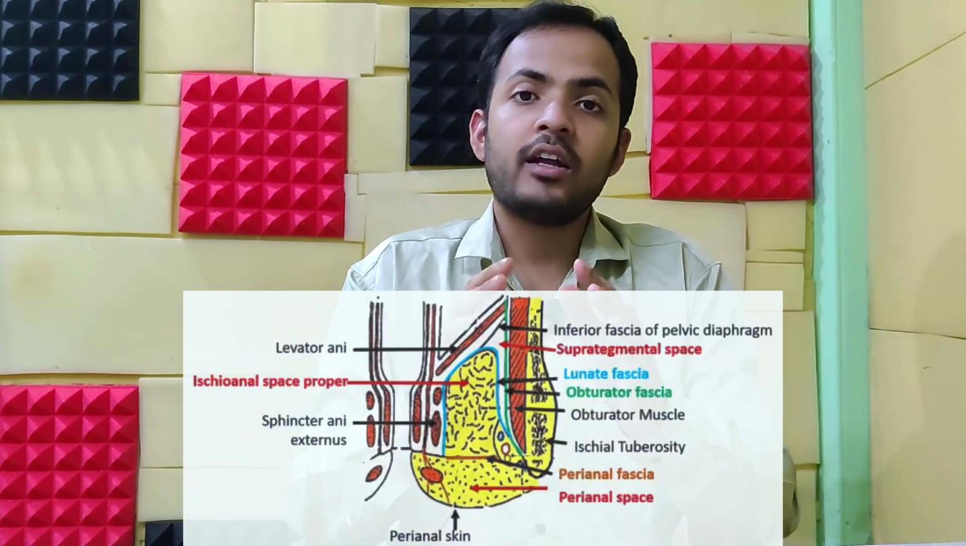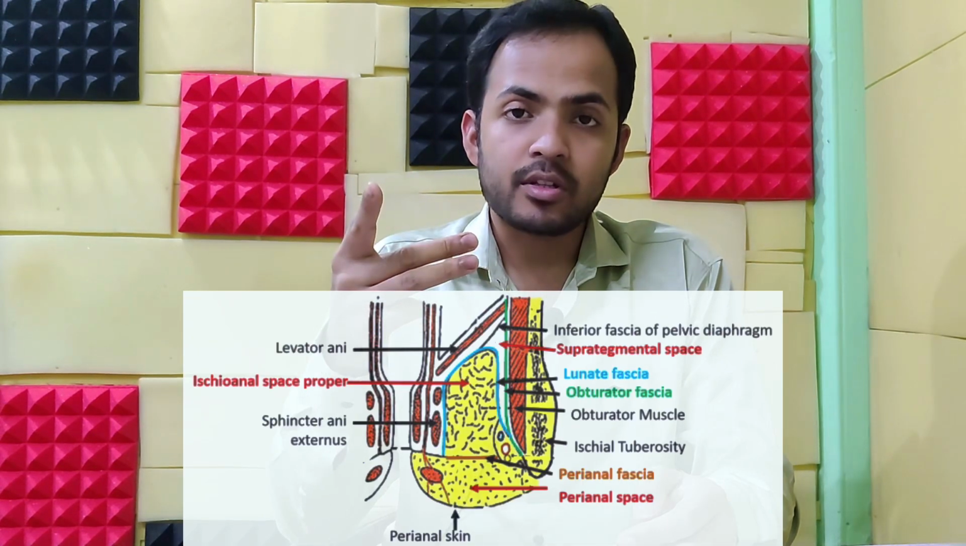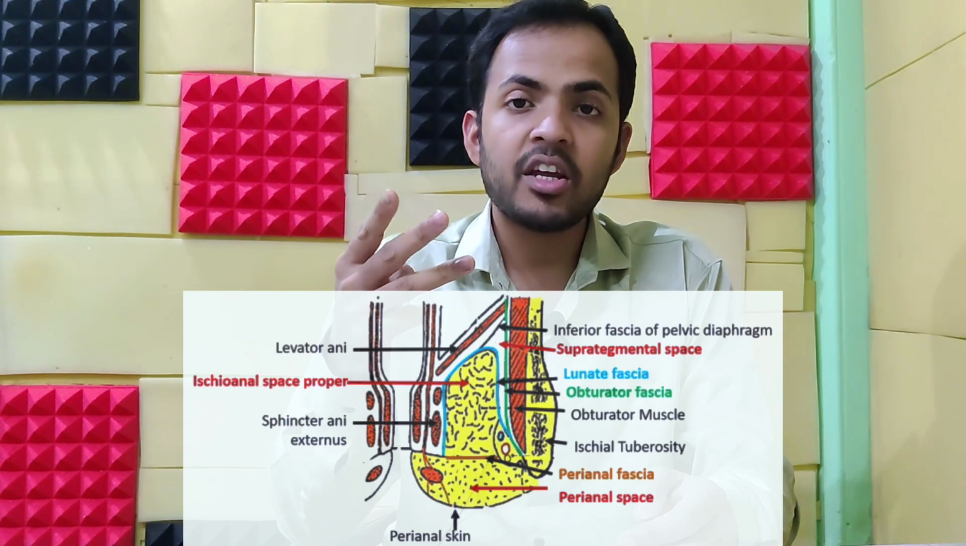Now this entire ischiorectal fossa has three segments. First of all, the supratentorial space. Second, the ischiorectal space. And third, the perineal space.